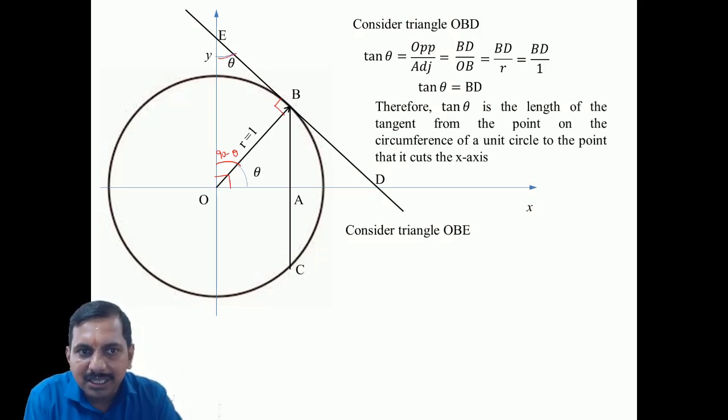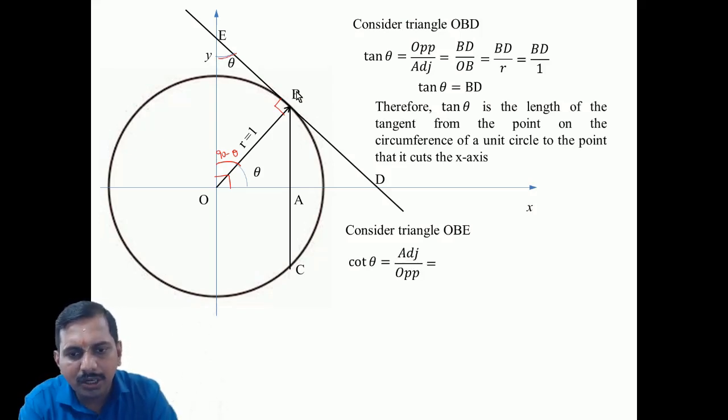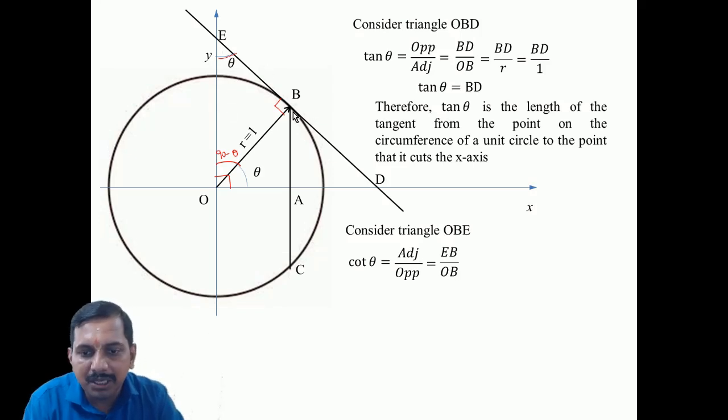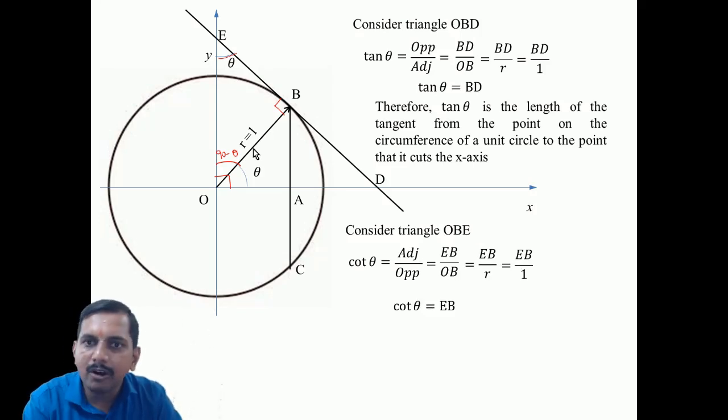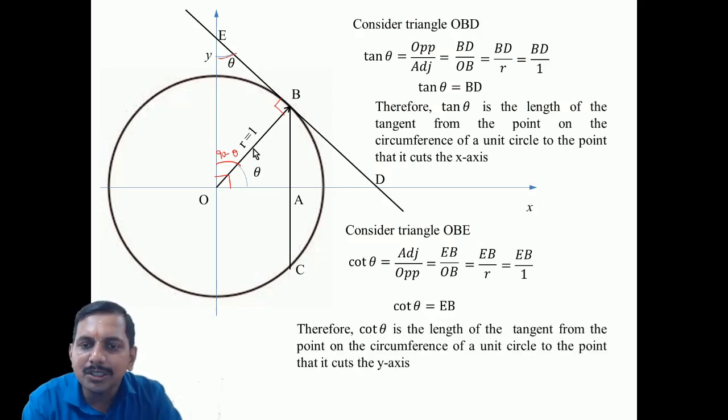So for this E angle being theta, what would be the hypotenuse? Hypotenuse would be OE. And since hypotenuse is OE, what is opposite? Opposite would be OB. So if I consider cot, what is it? Adjacent by opposite. Now what is adjacent here? Adjacent would be EB. And what would be opposite? Opposite would be OB. So now we are going the same way and we have cot theta is equal to EB.